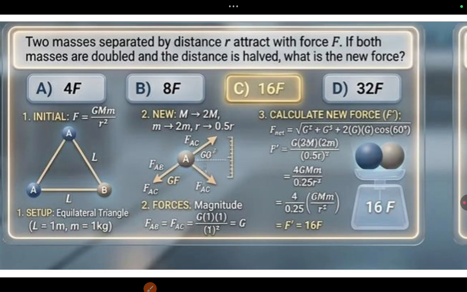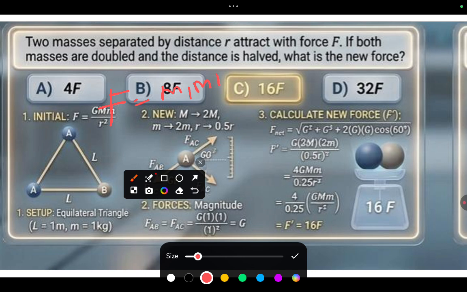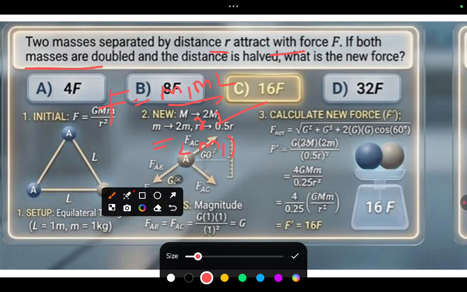Now two masses separated by a distance are attracted with force F. If both masses are doubled and the distance is halved, what is the new force? First let us consider F equals m1 m2 by r square. If both masses are doubled, that is 2 m1 and 2 m2. Now the distance is half, r by 2.